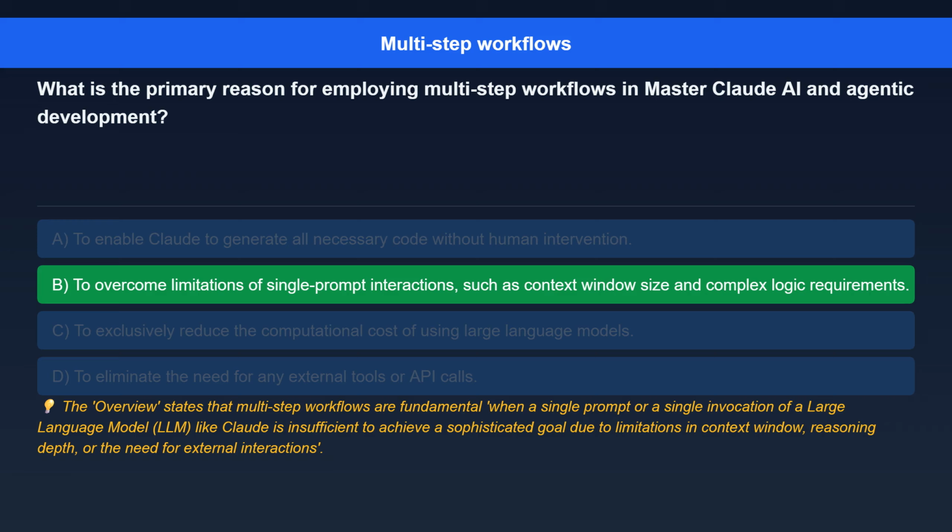The correct answer is, quote, to overcome limitations of single prompt interactions, such as context window size and complex logic requirements. Here's the explanation. The overview states that multi-step workflows are fundamental when a single prompt or a single invocation of a large language model, LLM, like Claude, is insufficient to achieve a sophisticated goal due to limitations in context window, reasoning depth, or the need for external interactions.